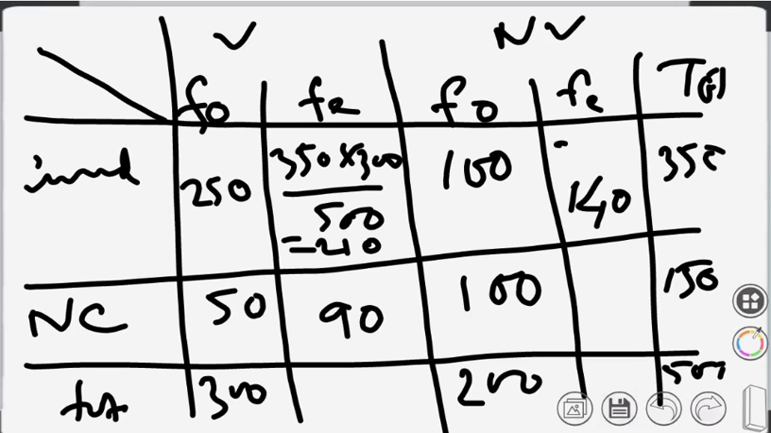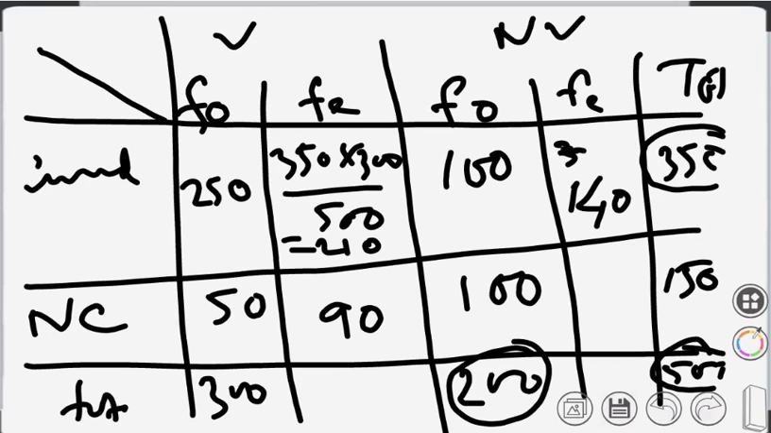Row total is 300, column total is 200, sum total is 500. So accordingly, FE will be 140, this is 90, and this will be 60. Please check. Use the formula. I have already given the formula. FE is equal to row total into column total divided by sum total. So in this case, this is 350 into 300 by 500.